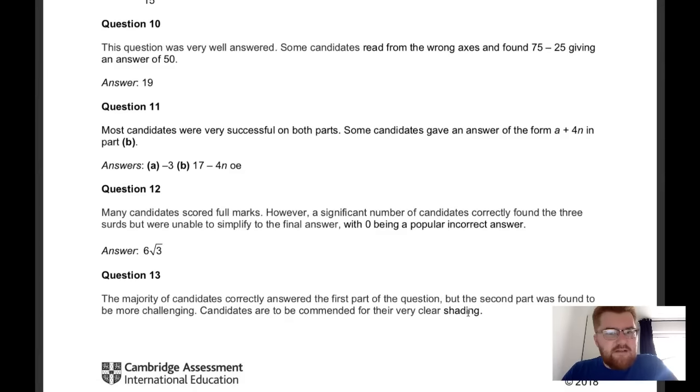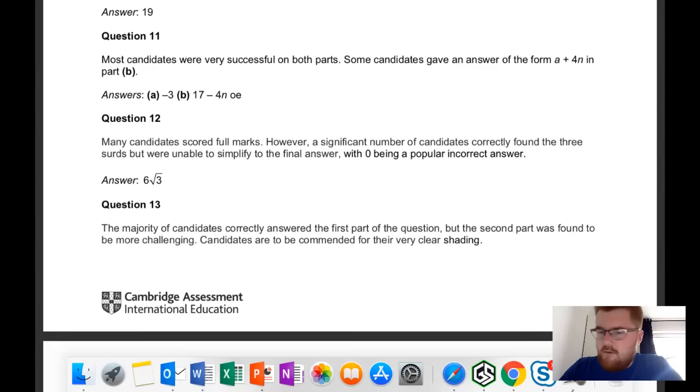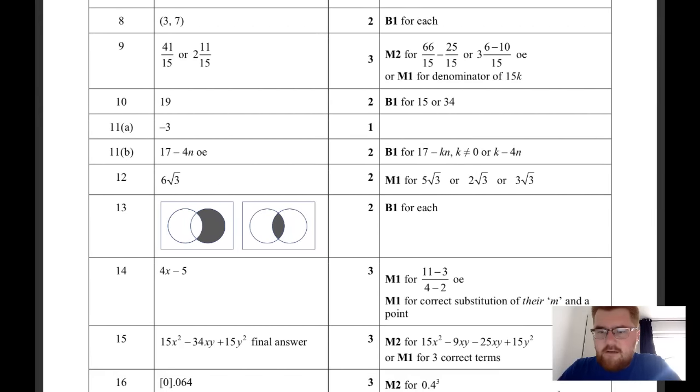So let's go back to this. Yeah, the second part was more challenging, and candidates are to be commended for their very clear shading. So well done for shading it in completely and not doing it in a rush. Very nice. Okay, on to question 14 now.